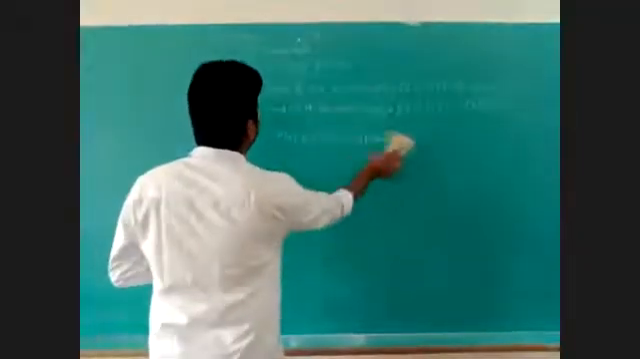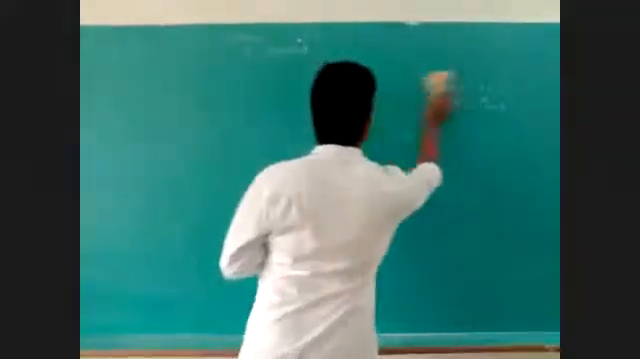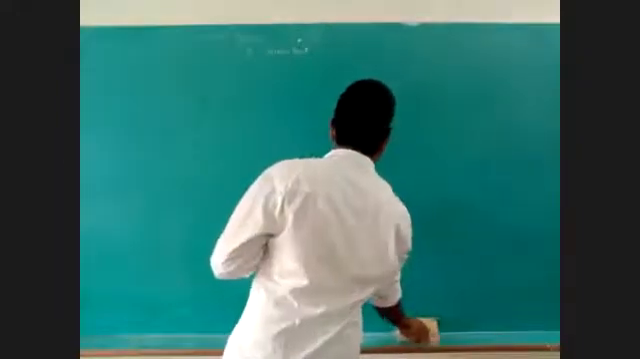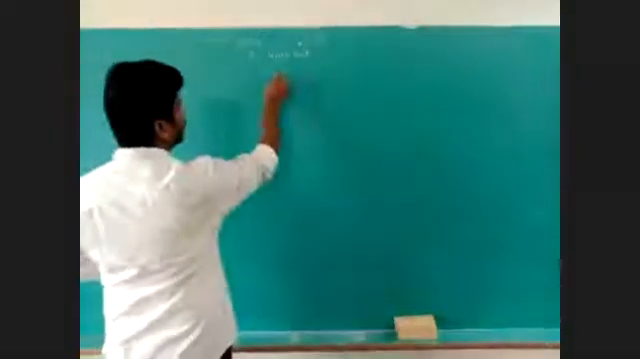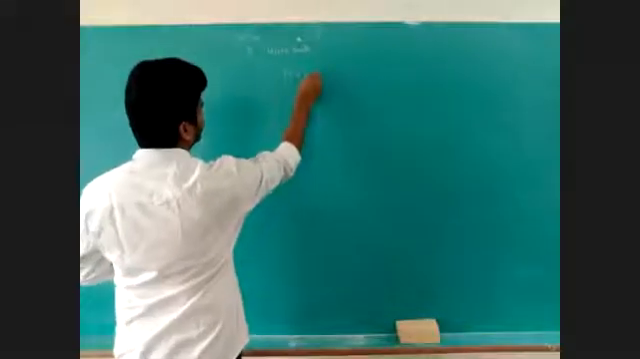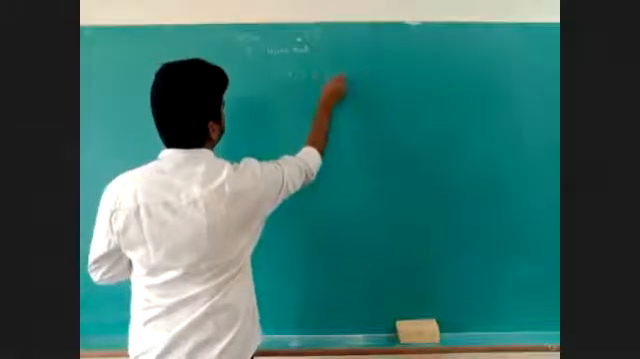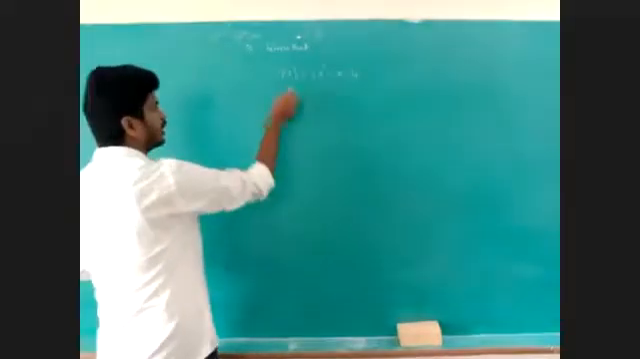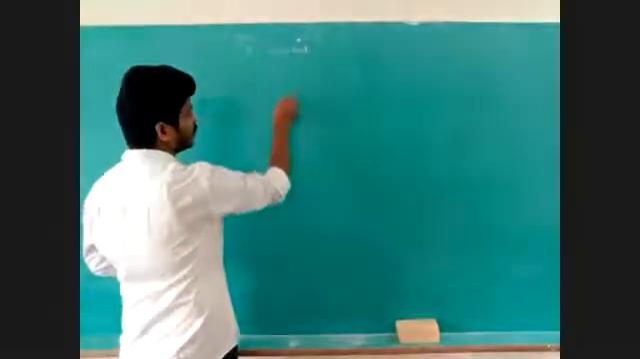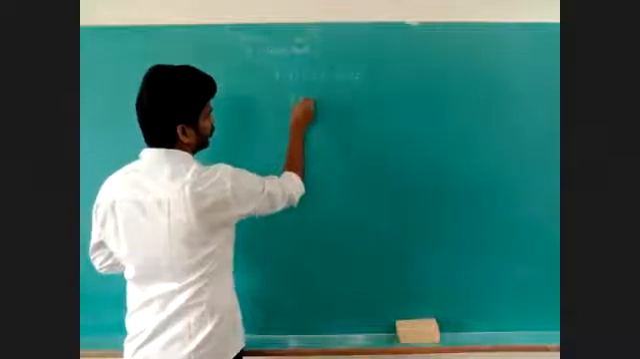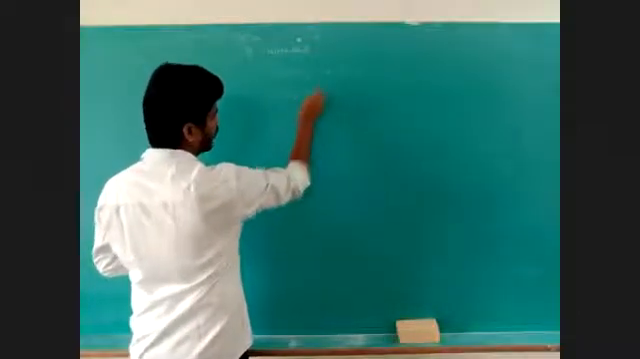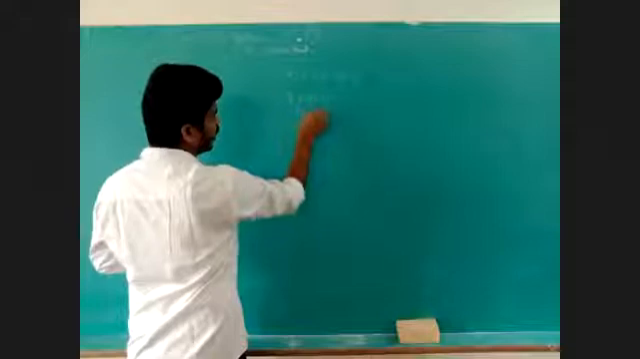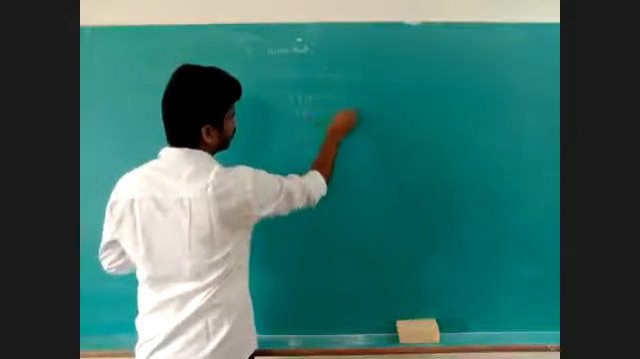The given polynomial is p of x equal to 3x square minus x minus 4. Find the zeros of the given quadratic polynomial. For zeros, we put p of x equal to 0, that is 3x square minus x minus 4 equal to 0.